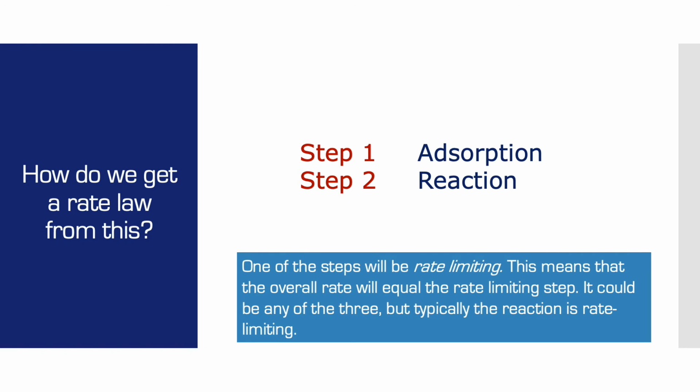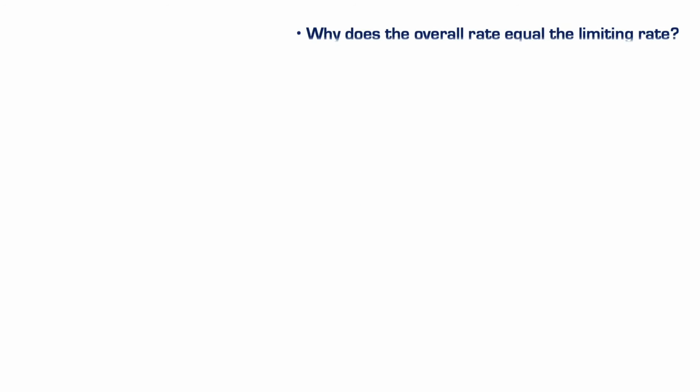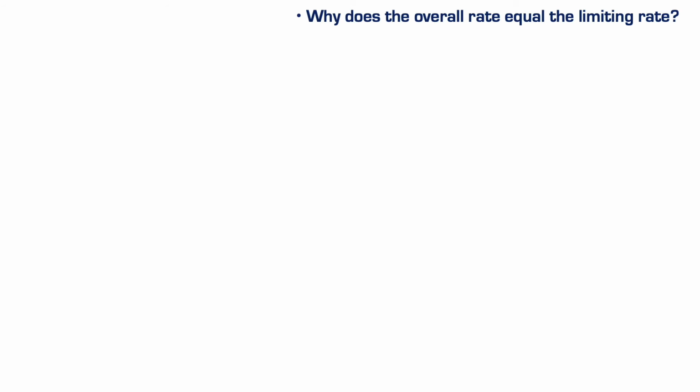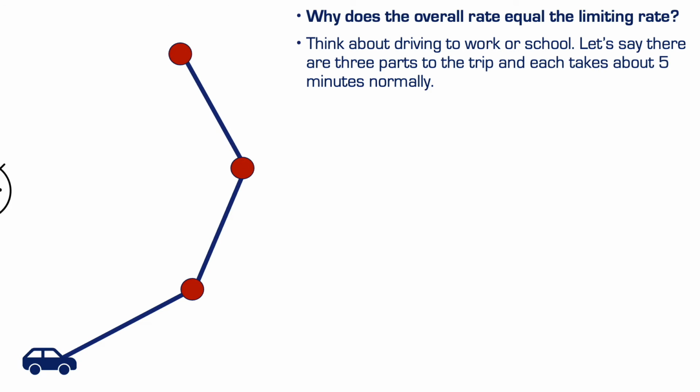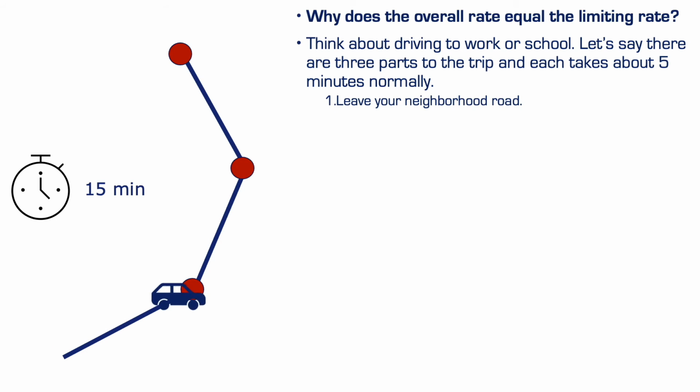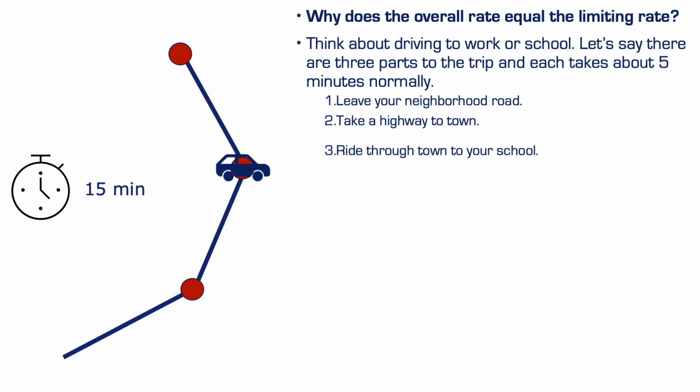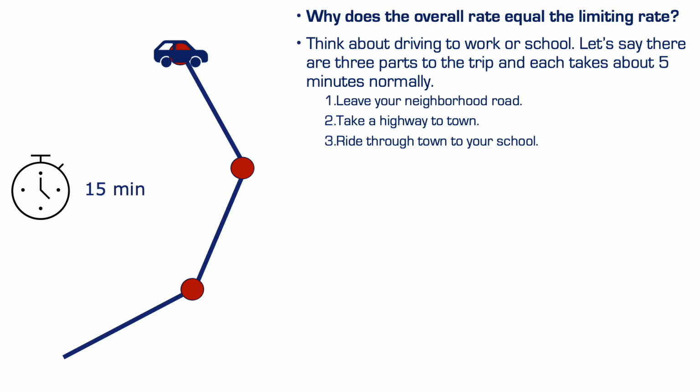This means that the overall rate will equal the rate limiting step. It could only be one of the three, but typically the reaction is rate limiting. So why does the overall rate equal the limiting rate? Think about driving to work or school. Let's say there are 3 parts to the trip, and each takes about 5 minutes normally: leave your neighborhood road, take a highway to town, and ride through town to your school.